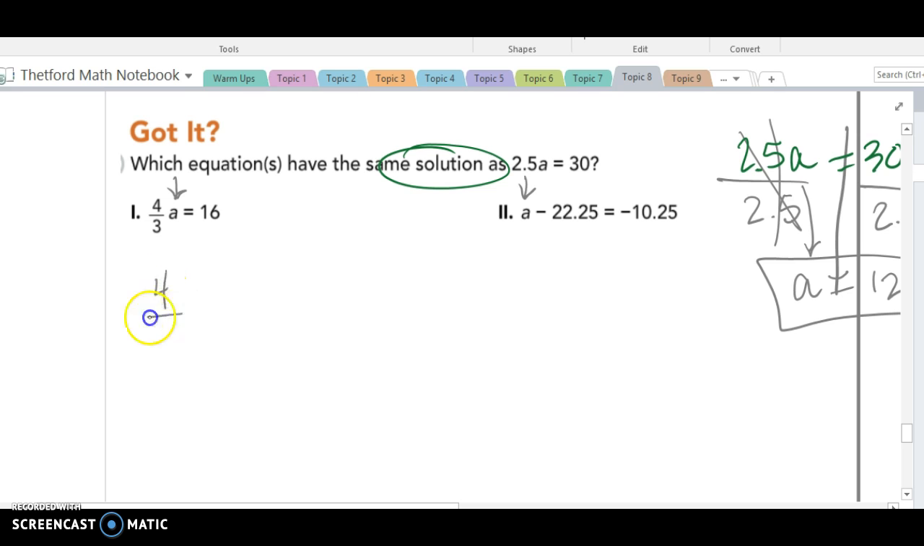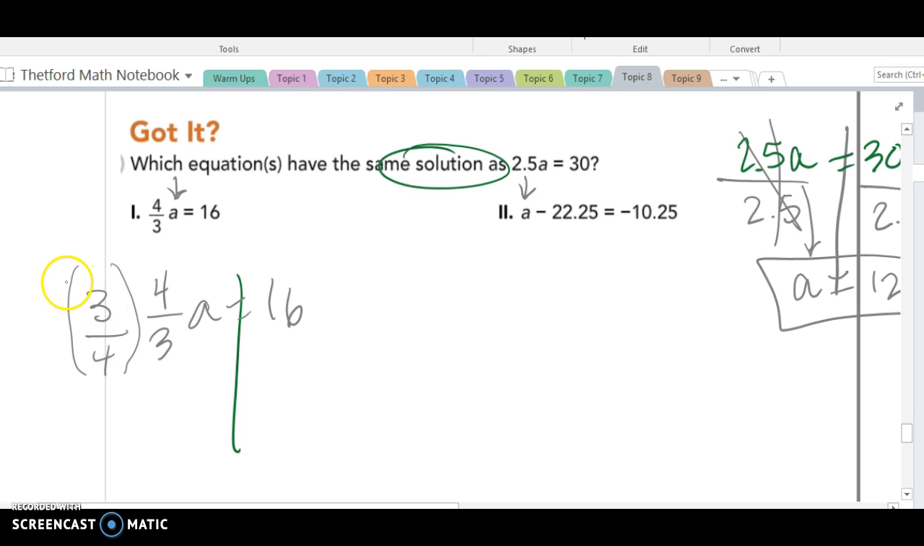So right now, I have 4 over 3 A equals 16. I need to draw my line. With fractions, it can be a little tricky, but know that you need to multiply by the reciprocal. So that means we're going to multiply by the opposite, or the flipped fraction. So 3 over 4. These cancel each other out because 3 times 4 gives us 12, and 4 times 3 gives us 12. And 12 over 12 gives us a 1.